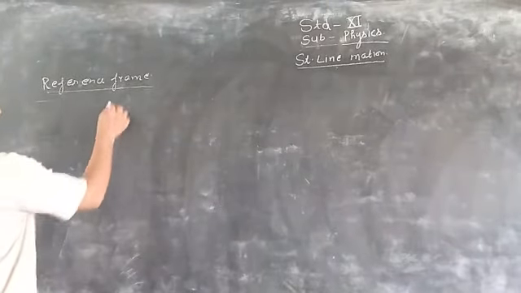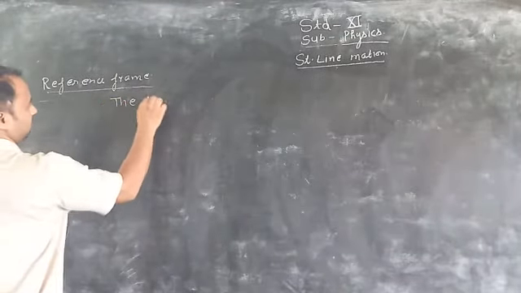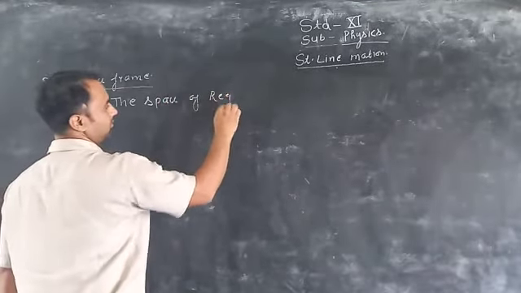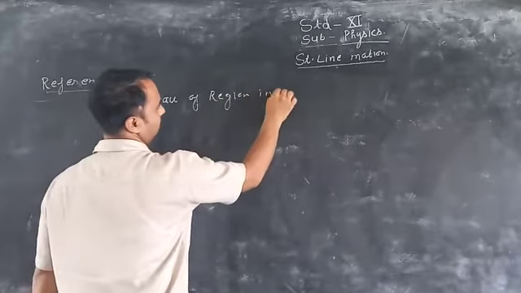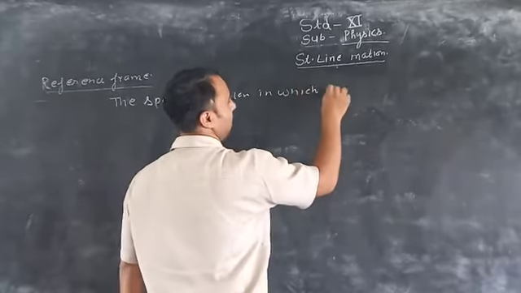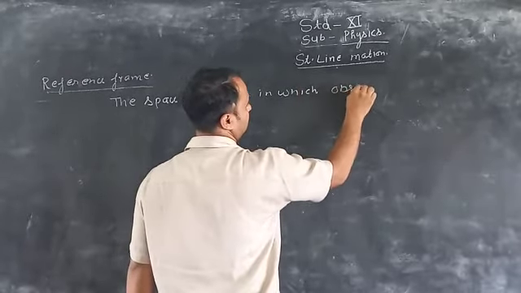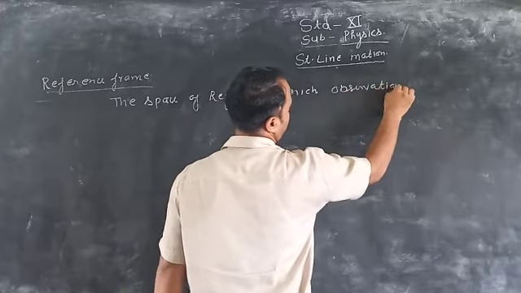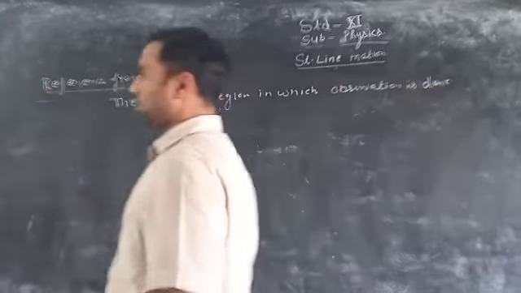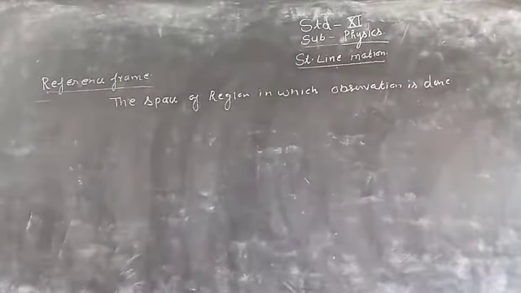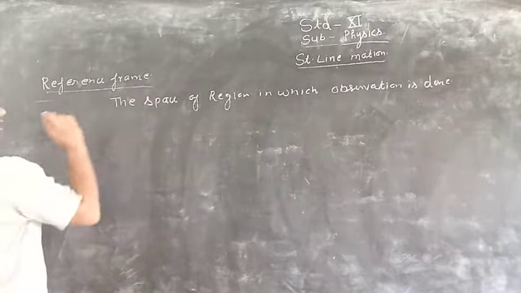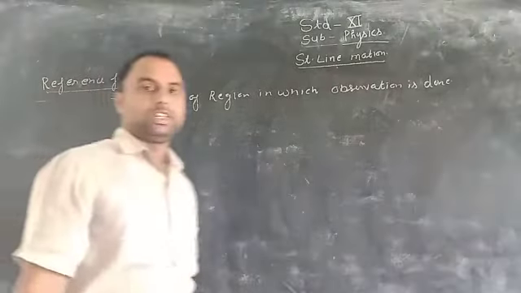So we have this space or region in which observation is done. Observation is to be done. How the observation is to be done here? So we have to see there are two types of reference frame.